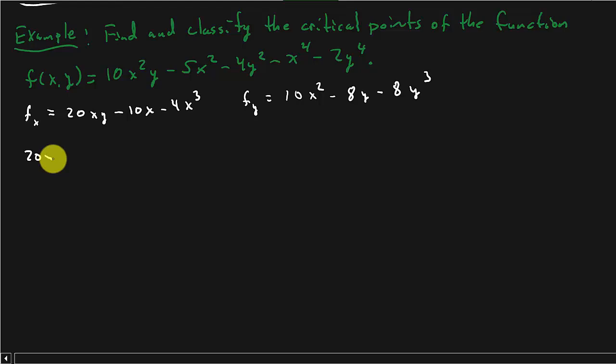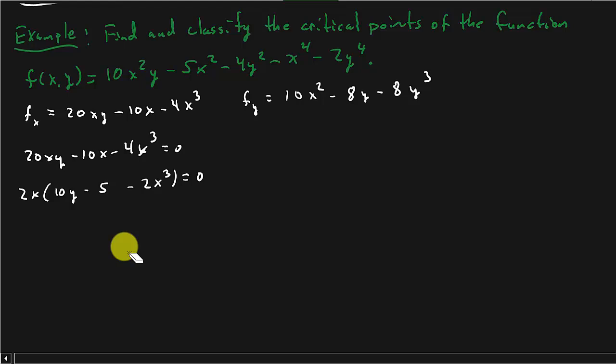All right, so let's take this one, 20xy minus 10x minus 4x cubed, and set that equal to 0. I can factor out a 2x, and that leaves me with 10y minus 5 minus 2x cubed equals 0. That's not 5x, that's just 5. So when we set it equal to 0, we get x equals 0 or 10y minus 5 minus 2x cubed.